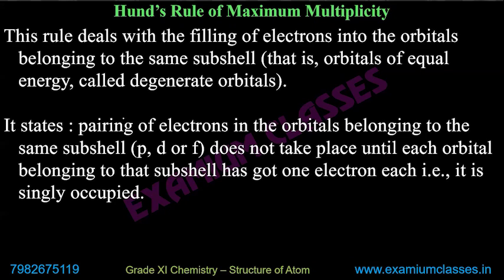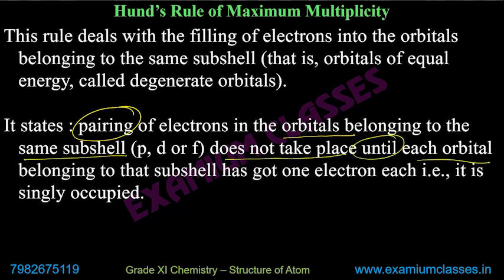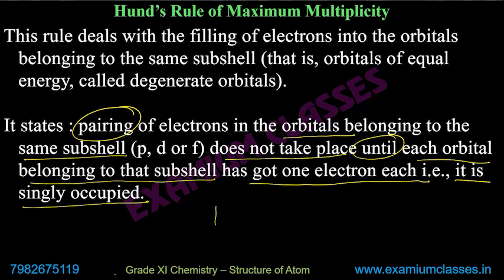So it says pairing of electrons in the orbitals belonging to the same subshell does not take place until each orbital belonging to that subshell has got one electron each. That is, it is singly occupied or half filled. Why is it so? It is because the energy of the orbitals depends on the number of electrons in it. And I will be shortly talking about the symmetry, why it leads to stability.